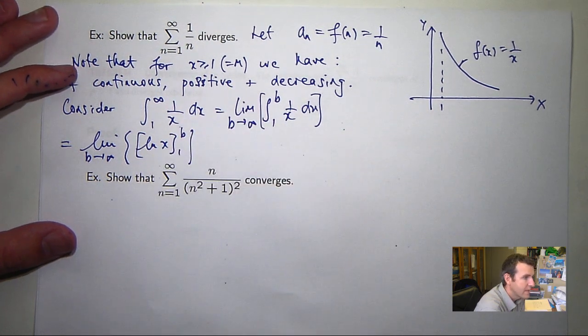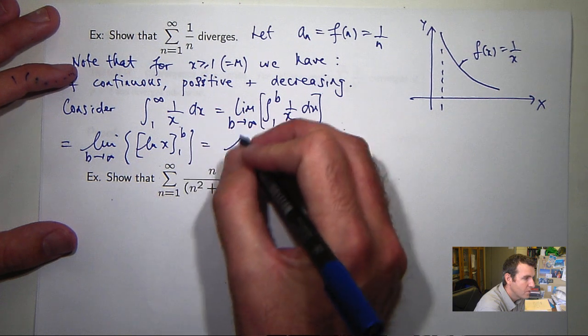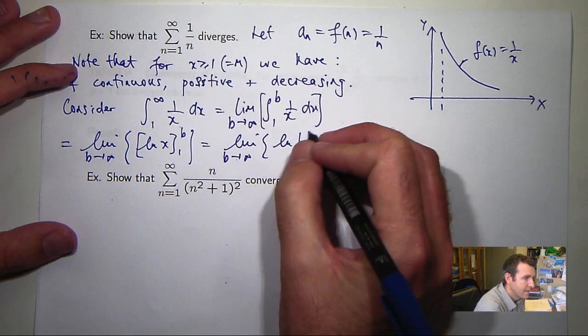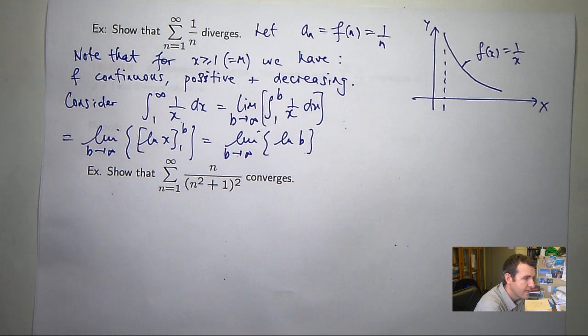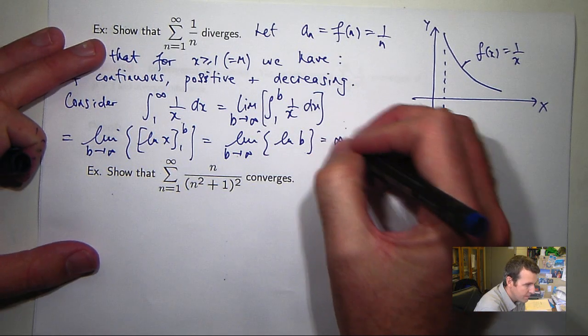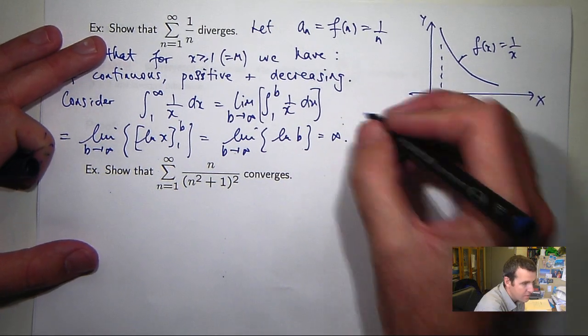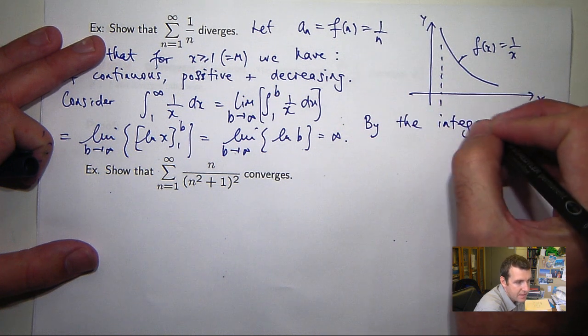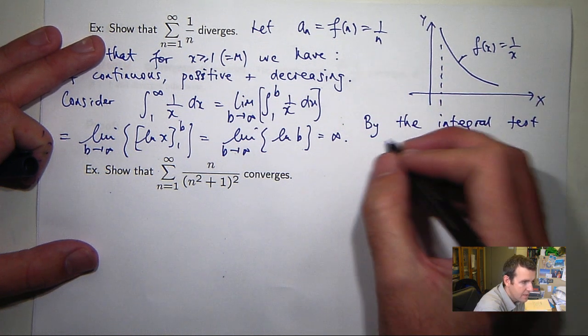So let's integrate 1 on x. I'll get something like the natural log of x. Now I don't need the absolute value signs around the x because x is positive. Now if I evaluate, it'll be log b minus log 1, so I end up with log b. Now what's the limit of the natural logarithm of b as b goes to infinity? Well, it goes off to infinity.